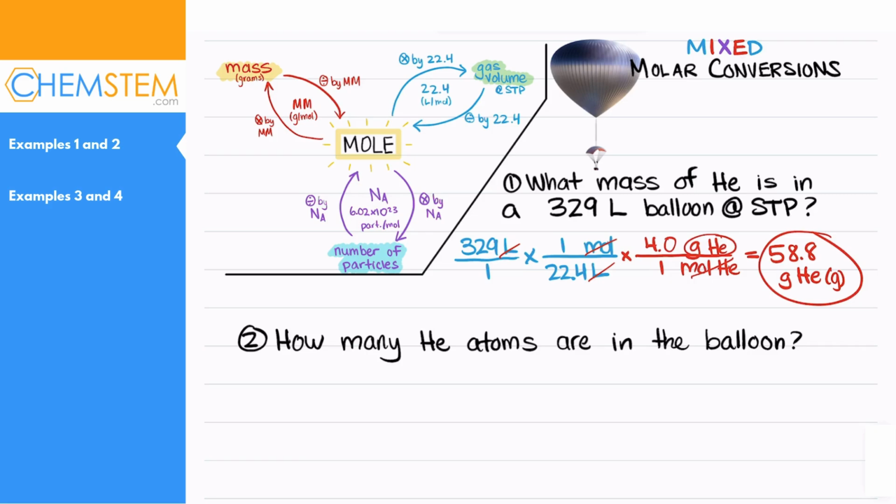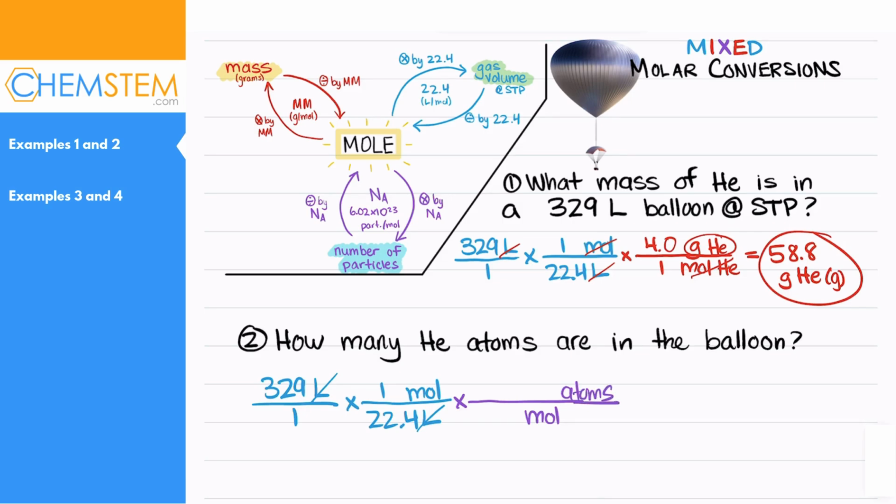Number 2, now how many helium atoms are inside this same balloon? So we can still start off with what we have, which is 329 liters of helium. And we're going to convert from liters of helium to moles of helium using the 22.4 that gets us out of liters into moles. But we have to go now down on our graph. So that means we're going to get rid of moles, and we're going to go to atoms of helium.